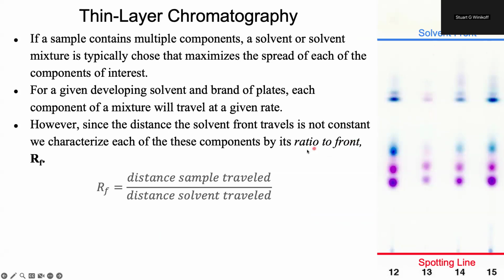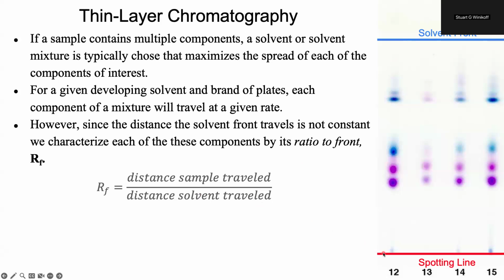And we do this by calling the ratio to front, which is more or less the distance the sample traveled versus the distance the solvent traveled. So what you would do is take a ruler, start from where the spotting line is, where you place your sample, and measure how far the solvent traveled. And that would be the denominator.